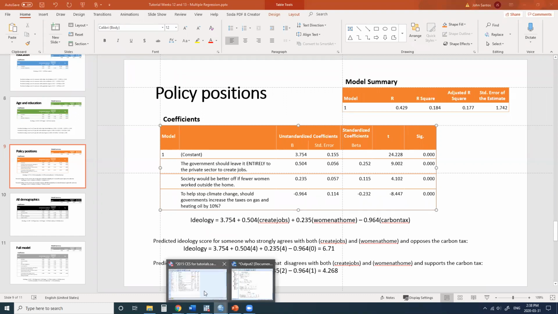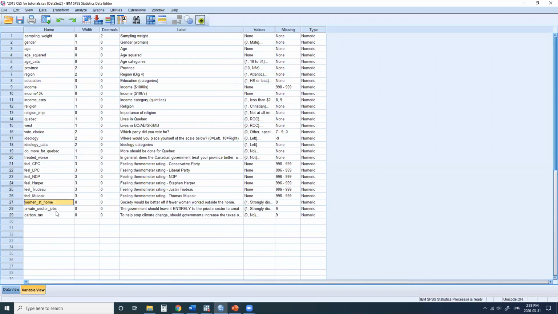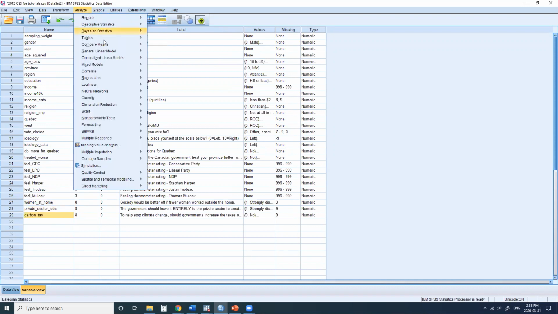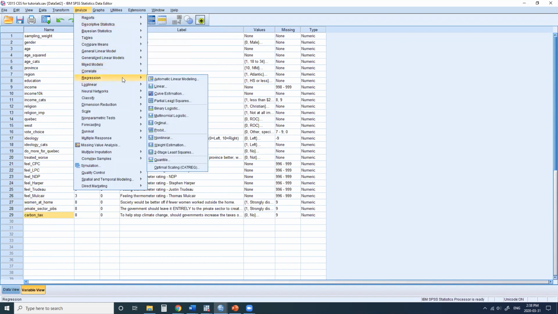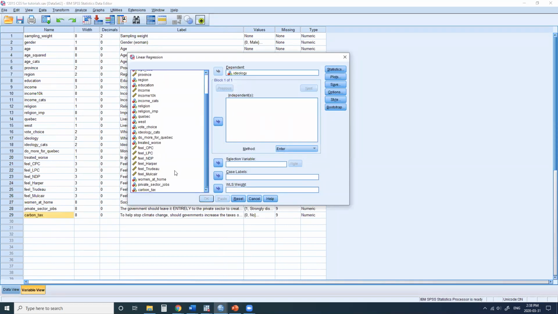But let's run this model. We have these variables in our data set: women at home, private sector jobs, and carbon tax. So let's go to analyze, descriptive statistics, or sorry, I'm still in last week. Analyze, regression, linear. We'll get rid of those two, and I'm going to select these three variables.